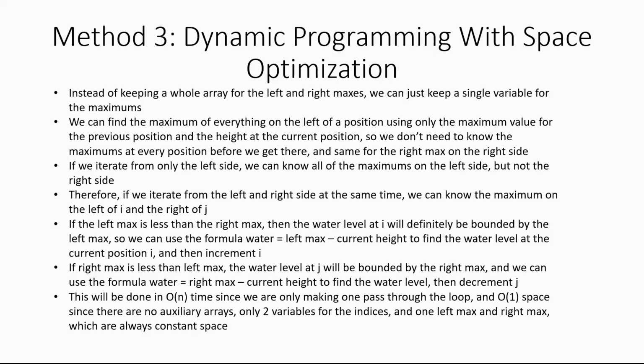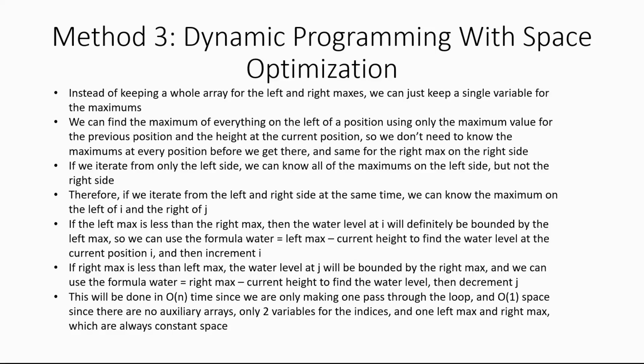Using i, we can know the maximum value on the left side of i, and similarly, we can know the maximum value on the right side of j. Using these four values, left max, right max, and i and j, we can come up with four conditions that we need to check for each iteration. The first two are that if the value at i or j is greater than or equal to the left max or right max for the respective side, then we just need to update that side and increment or decrement the counter. Increment for i and decrement for j.